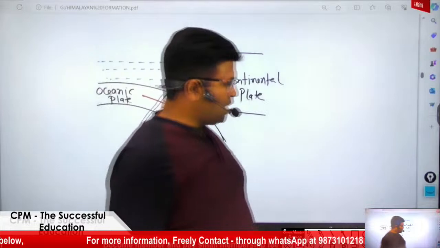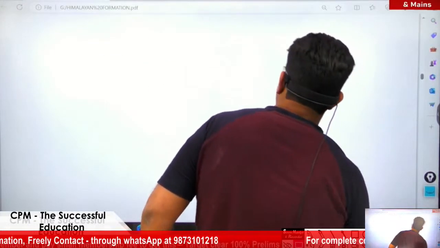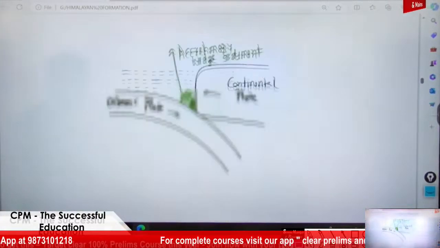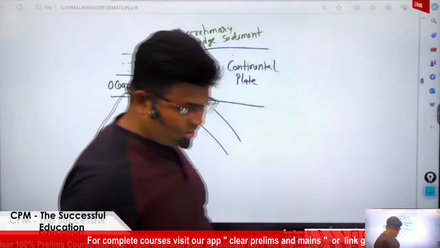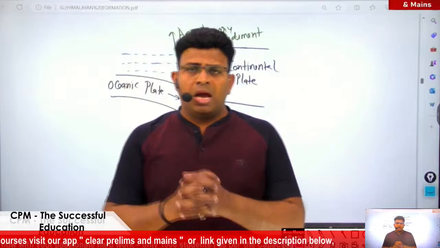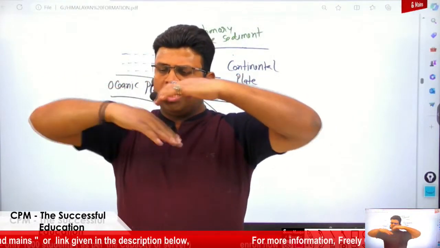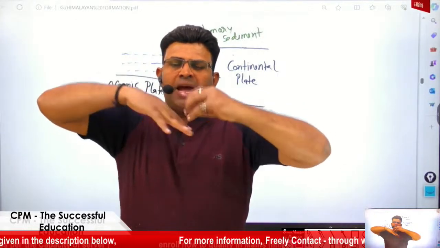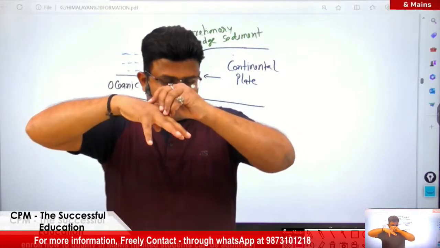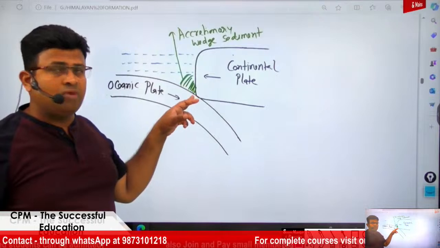Here, let us understand another part of it. When it is converging and subducting below, there is the formation of an accretionary wedge sediment. What is accretionary wedge sediment? Understand? Again, very basic. When an oceanic plate is moving downward, there is some scratching, and some accumulation of sediments will take place. Those sediments are known as accretionary wedge sediment.